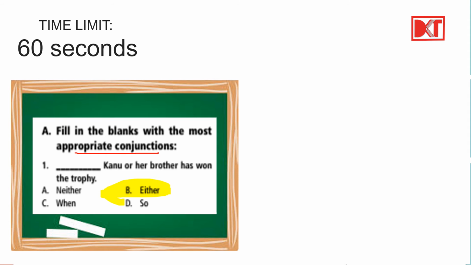Why either? This is a safe hint also given in the question, referring to or. So right, either Kanu or her brother. These are correlative conjunctions which are used in pairs. Neither would have been used if there would have been nor instead of or. Then we have when. When is used as the conjunction of time. So is used for providing a certain conclusion to something.